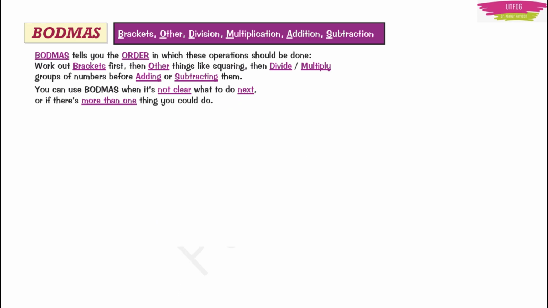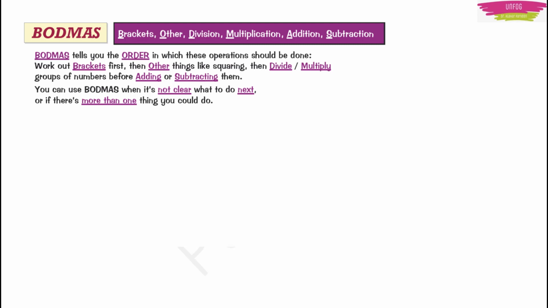BODMAS is one procedure which we always follow for any basic operation in mathematics. For example, if in one problem addition, subtraction, multiplication, division, everything is there, then how do you solve it? You have to follow certain steps. You cannot simply do whatever you feel, then you will get the wrong answer. If you follow this procedure of BODMAS, then only your answer will be correct.